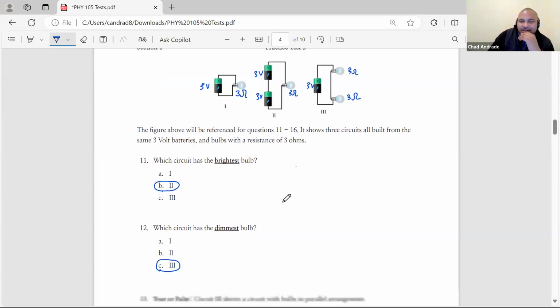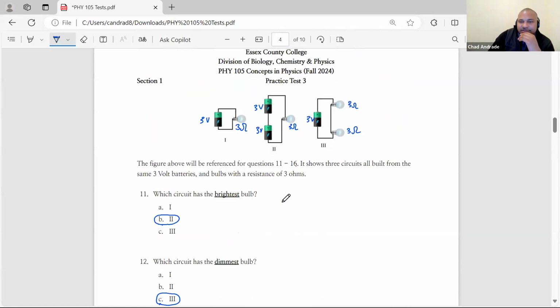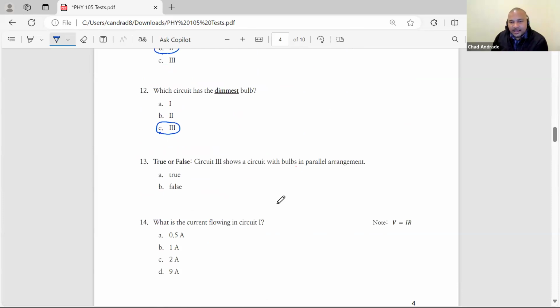Series just means the same current flows through both bulbs. So all the charges that pass through one of the bulbs have to pass through the other bulb because there's no other option, right? And parallel also means there is an option. So it's not in parallel. That would be false. All right.